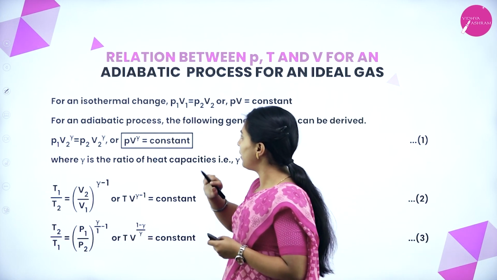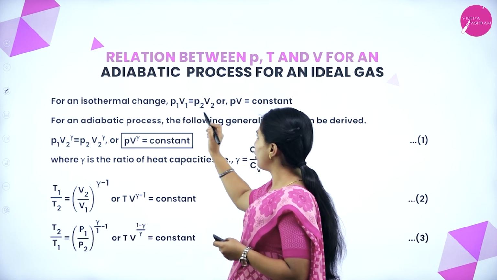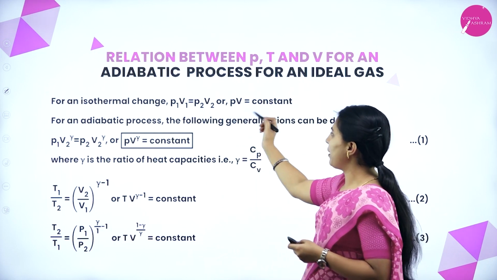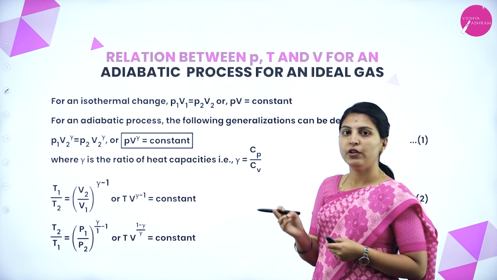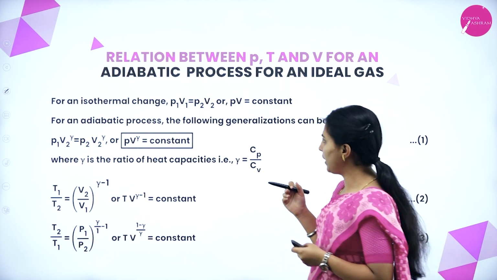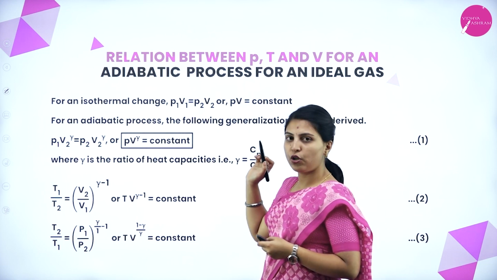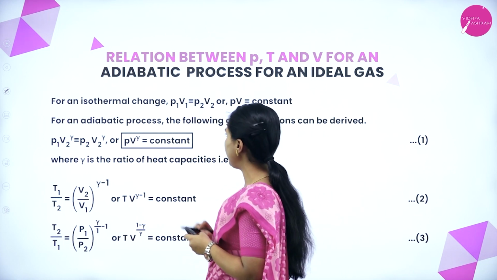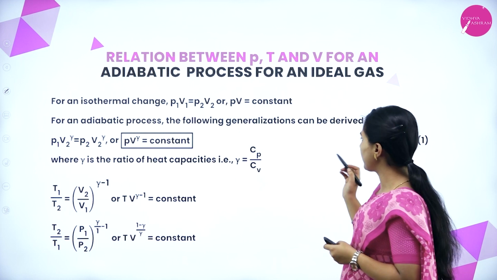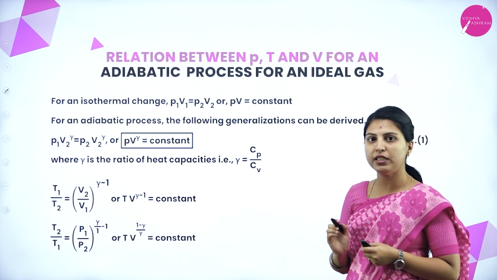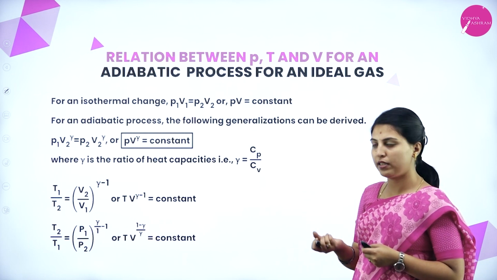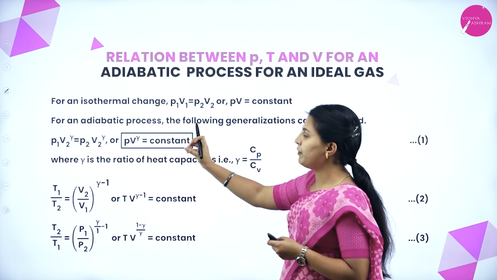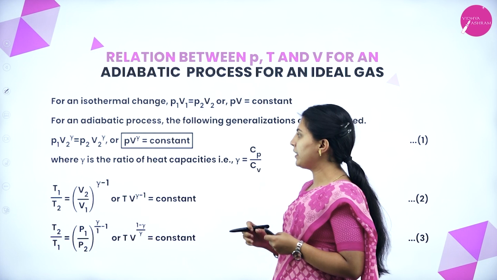For an isothermal change, P1V1 equal to P2V2, that is PV equal to constant, means pressure and volume. With the two systems, if we keep on comparing, the product of pressure and volume is constant. For an adiabatic process, the following generalizations can be derived. Adiabatic means no heat can be exchanged between the system and surroundings during the process.